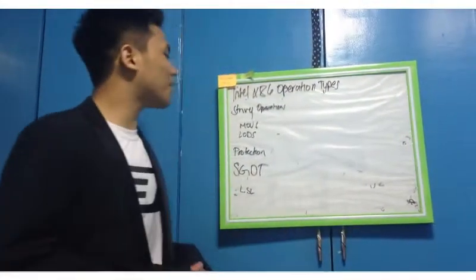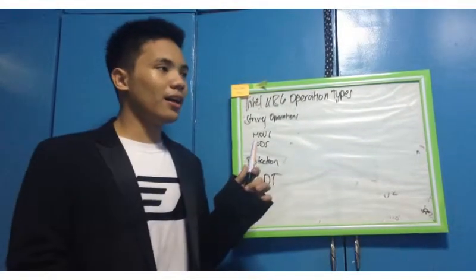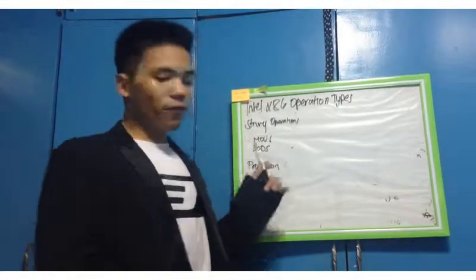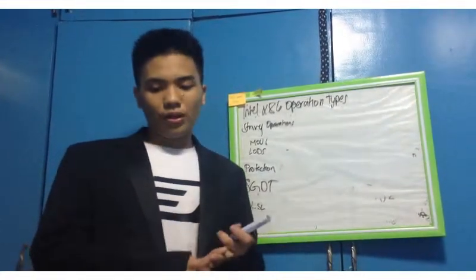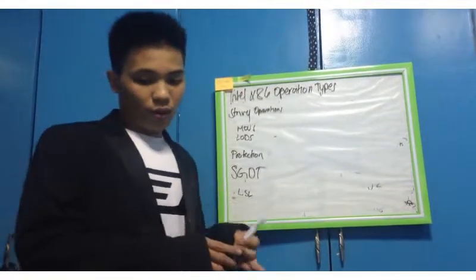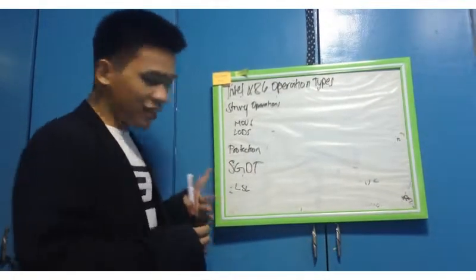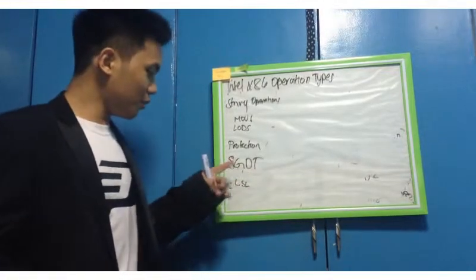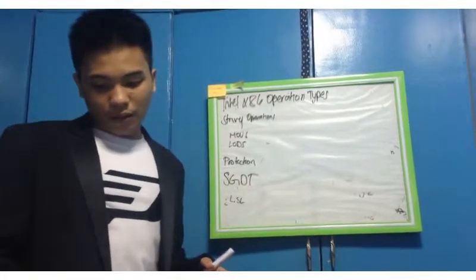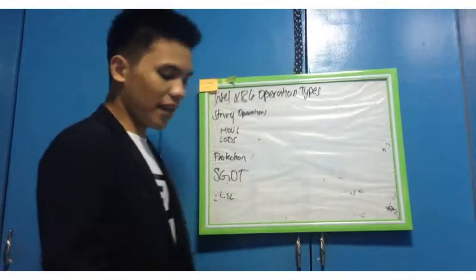Okay, let's now proceed to string operations. It also has MOVS and LODS. It is also like MOV and LEA in data movement, but in this we're moving a string operation. MOVS moves a byte, word, double word or string, and when we say LODS, we're loading a byte, word, double word or string. Then in the protection, we have SGDT, which means store global descriptor table, and LSL, which is load segment limit, loads a user specified register with a segment limit. Okay? Okay, these are the x86 operation types.